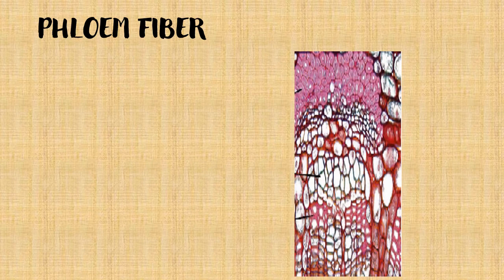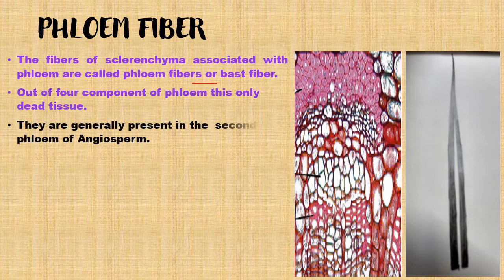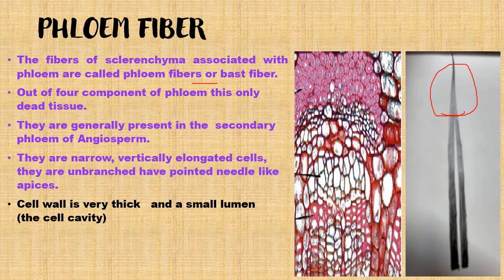Phloem fiber is the only dead element of phloem tissue. This is just a sclerenchymatous fiber, which is also known as bast fiber or phloem fiber. They are generally present in the secondary phloem of angiosperms. They are narrow, elongated cells, and they have pointed apices. We can see there is a very thick deposition of lignin, so that the lumen is highly reduced.